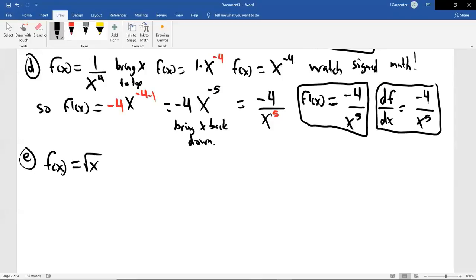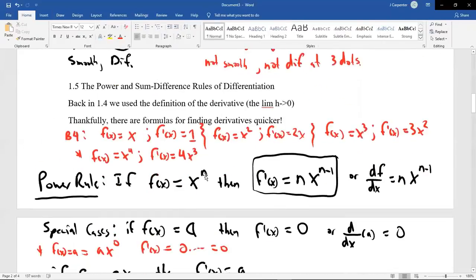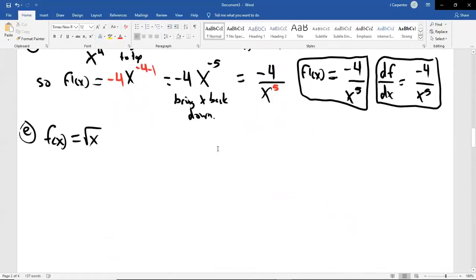So scrolling back up, power rule. What's power rule? All right, if your function is x to the n, so an x with an exponent, take the exponent, drop it out front, then decrease the exponent by 1. That's it. And I'm telling you, you can use the power rule.